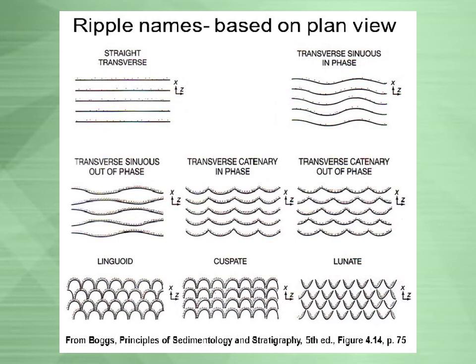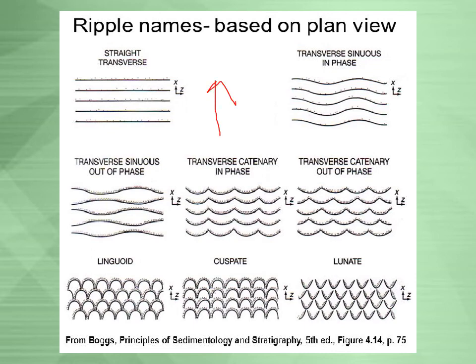Now, depending on the crest line morphology, that means if I consider the successive crest points, we can get the crest lines. Depending on this crest line morphology, we can classify ripples into different types. That means whether the crest lines are straight. This classification is for the asymmetrical ripples, but sometimes symmetrical ripples can also show these kinds of crest line nature. The crest lines are straight, transverse, that means flow direction is from bottom to top.